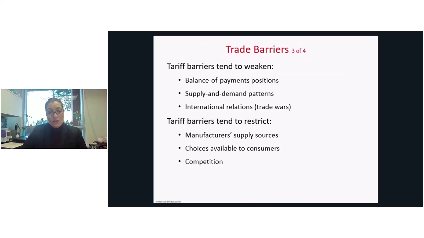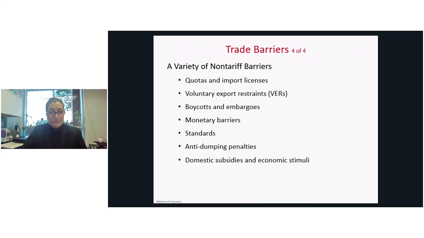Tariff barriers tend to restrict manufacturing supply sources, choices available to consumers, and competition. There's a variety of non-tariff barriers, as we've mentioned: quotas and import licenses, voluntary export restraints, boycotts and embargoes, monetary barriers, standards, product standards, for example, anti-dumping penalties, and domestic subsidies and economic stimuli.